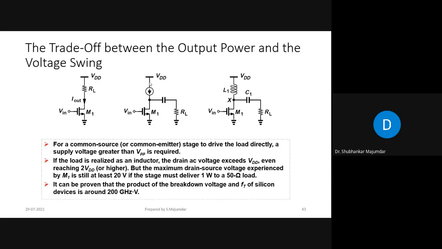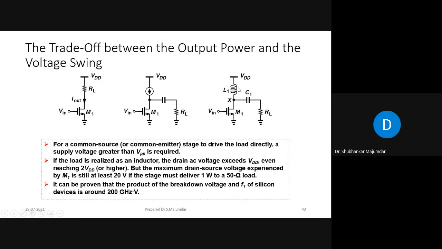Now we will see one by one the trade-off between the output power and the voltage swing. First, if we are utilizing a common emitter stage, then the impact is like, if the load is realized as the inductor, then the drain voltage will be lower. Then we can introduce the inductor as a current source for biasing the circuit. We can utilize an inductor.